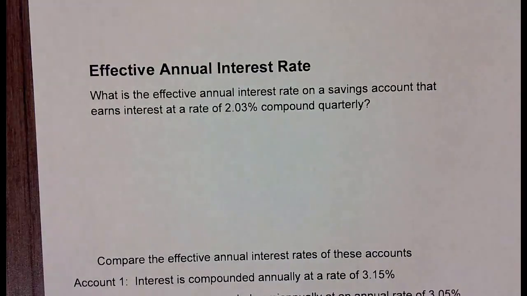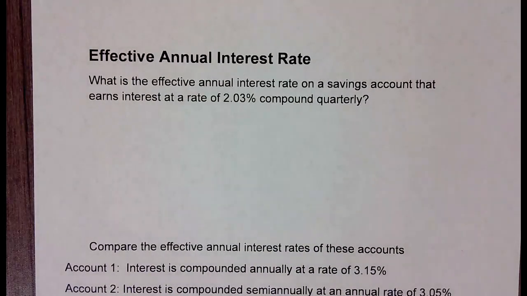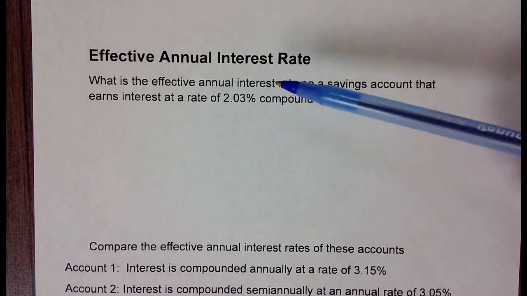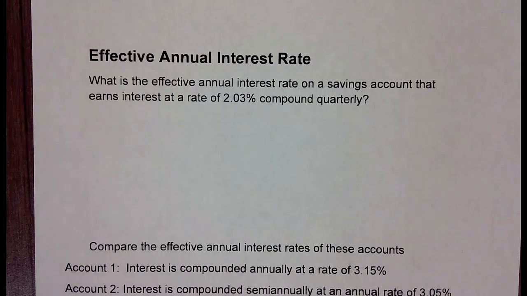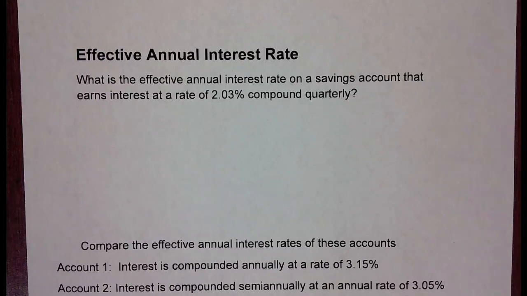So I want to look and see, when I'm comparing two accounts that have compounding interest, not only what is the rate that they're compounding at, but how many times are they compounding each year. So that's called the effective rate. So the effective rate helps me calculate and compare different percentage rates that have different compounding periods.